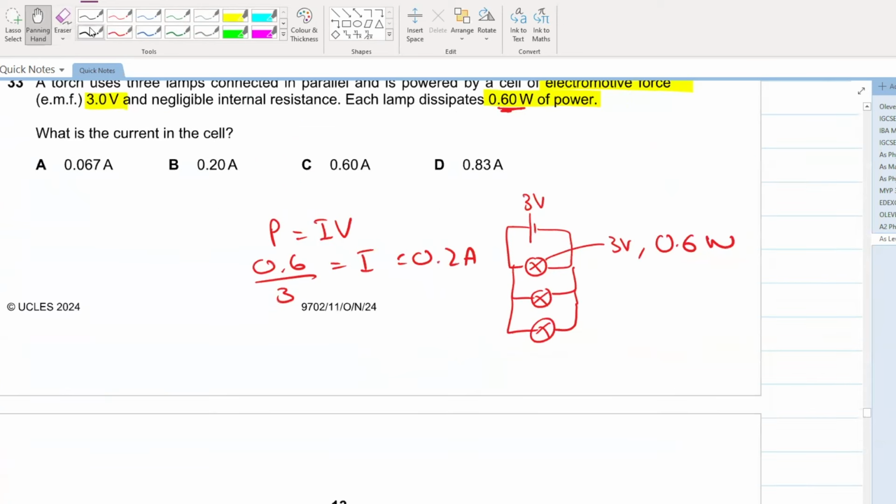Now you have to realize that each branch, beta, each branch has 0.2 ampere. Here also 0.2 ampere, here 0.2 ampere, here 0.2 ampere. The total current will be 0.6 ampere.